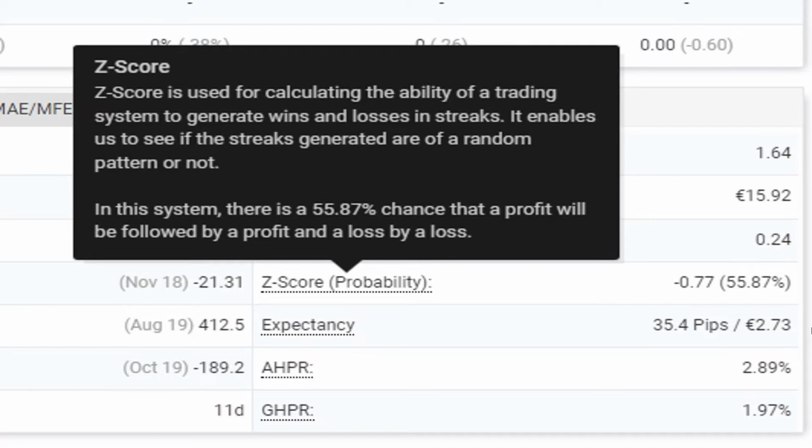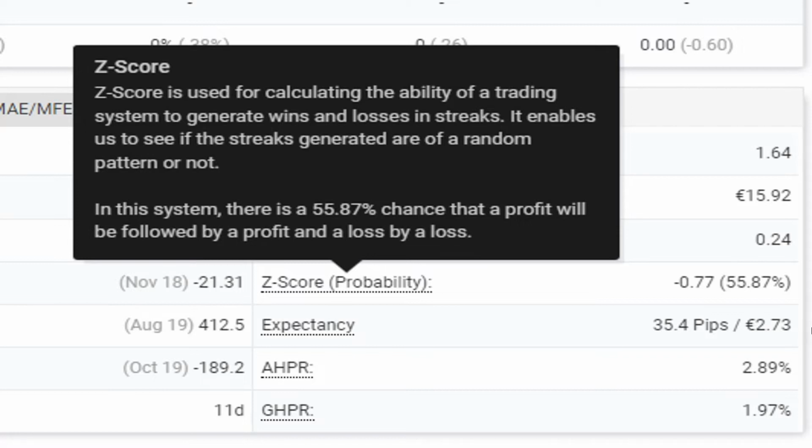The original name is called Z Score. Z Score, for people that do not pay attention so much and are new in trading, is used for calculating the ability of a trading system to generate wins and losses consecutively. So this is one of my systems, close to 55 with 60%. This is a number close, almost the same in all of my systems. What does this mean and how did the idea come from that? It shows what is the probability of a win to be followed by a win and a loss to be followed by a loss.